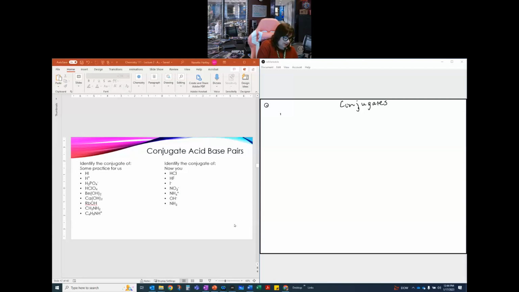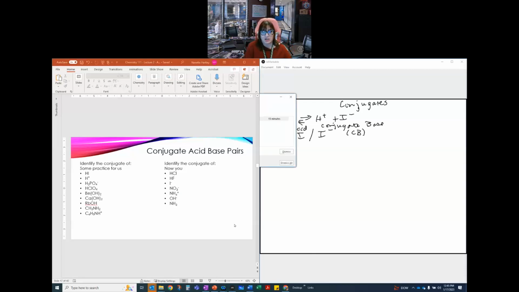So the first of these is HI. Now, there's an H on it. It has an anion, so I know that this is an acid. That means it's going to donate that H plus and leave us with an I minus. And so the conjugates are HI, which is the acid, and I minus, which is the conjugate base, the anion that is left behind when the H plus is donated. So this is listed as a conjugate base. And I usually call these CB. So CB for conjugate base, CA for conjugate acids.